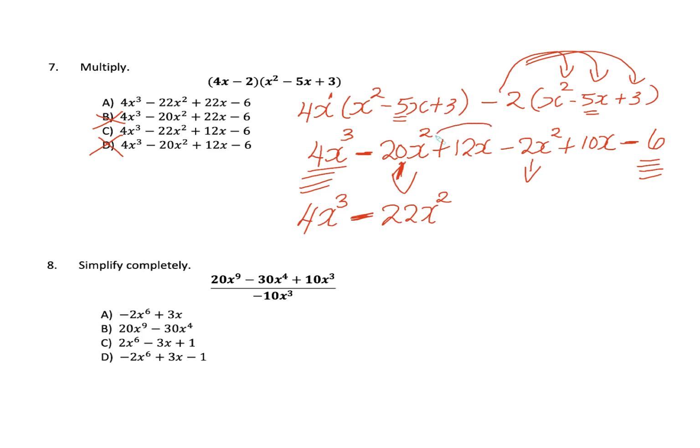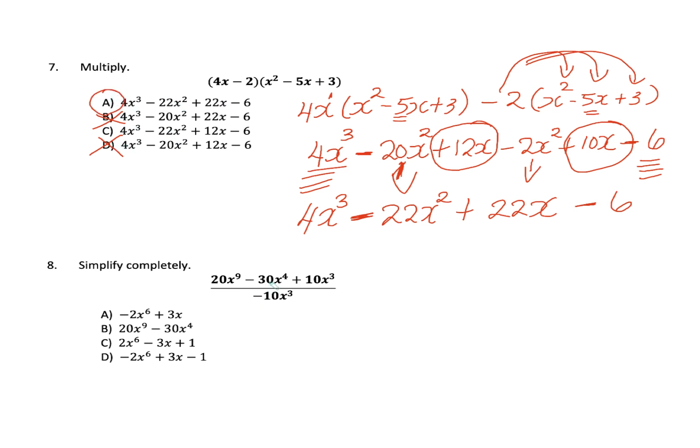And then I'm going to combine the 12x with the 10x. Those are both positive, so that will give you a positive 22x. And let's not forget the minus 6. So notice we got the negative 22 here, and then the next one should be a positive 22. So your answer is A.